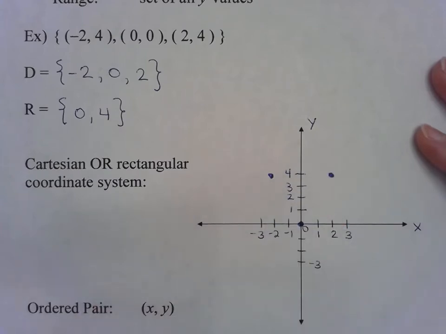Now this is just a relation. There are no other points, so we're not going to connect them with a line or anything. We just have, it's called a scatter plot, right? Just some points.